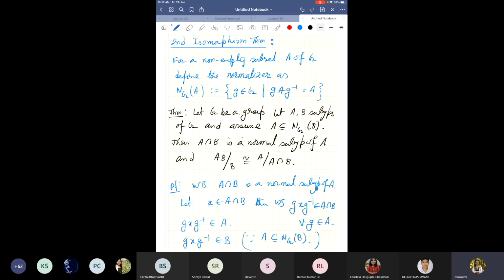Ma'am, can you explain this once again? Yeah. So what does it mean that A is a subset of the normalizer of B? It means G B G inverse equal to B. G B G inverse is equal to B for all G belongs to A, isn't it? Yes, ma'am. So that's what G inverse will belong to B for all G belongs to A, because X is in B. Okay, ma'am. Understood. So that means this G inverse is in A as well as in B.